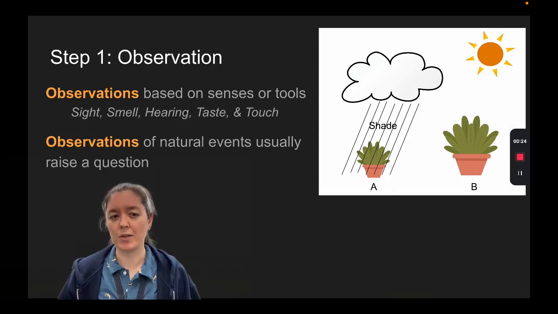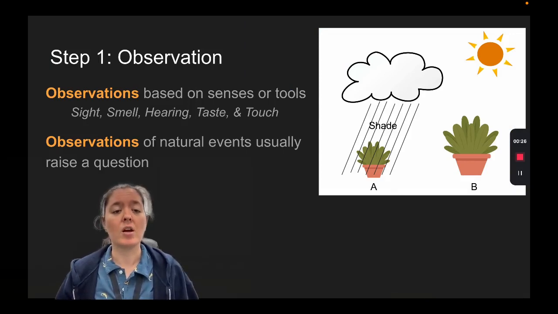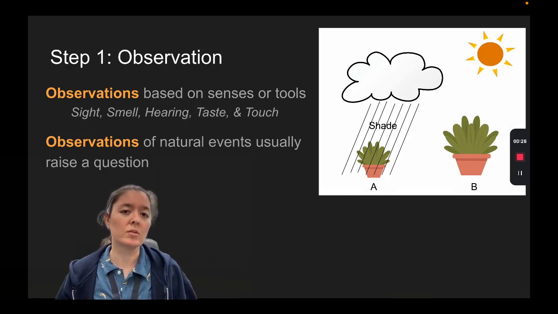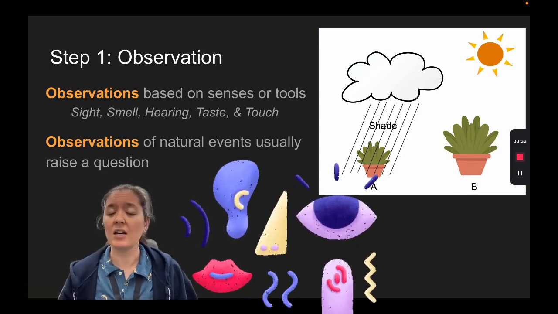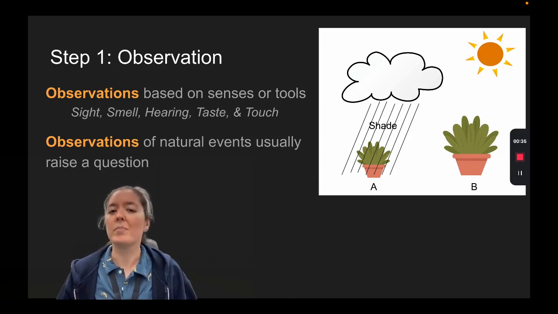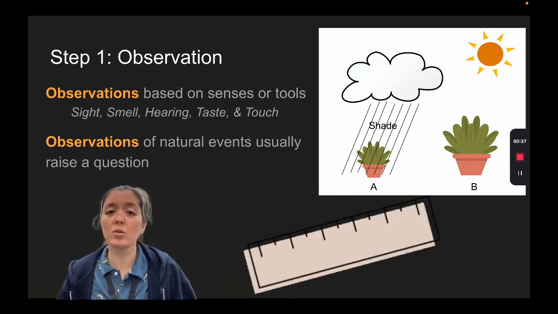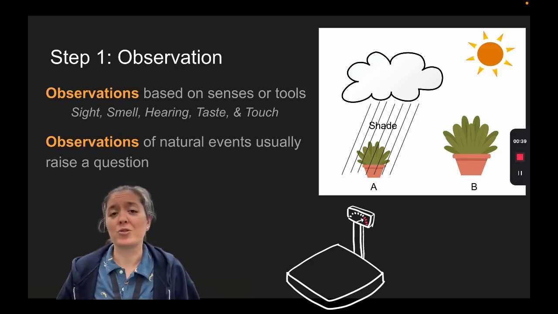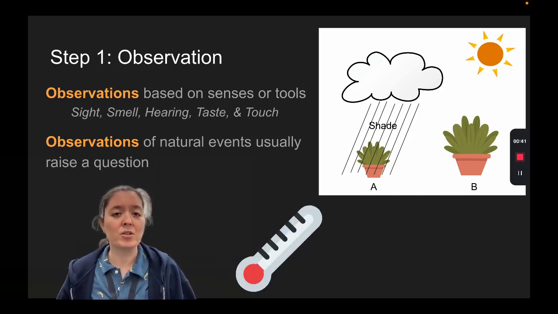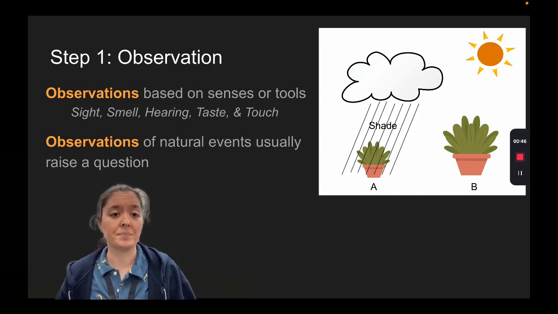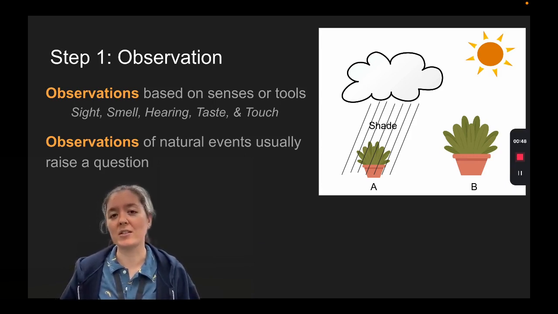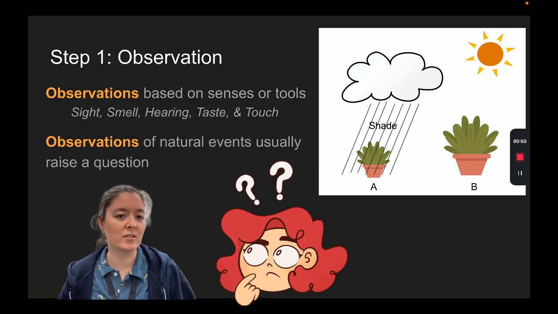Step 1, observation. Observations are based on senses or tools: our 5 senses of sight, smell, hearing, taste, and touch, and tools that we can use to measure different things. Perhaps a ruler measuring length, a scale measuring mass, or a thermometer measuring temperature. There are so many different tools that scientists use to make observations. Observations of natural events usually raise a question.